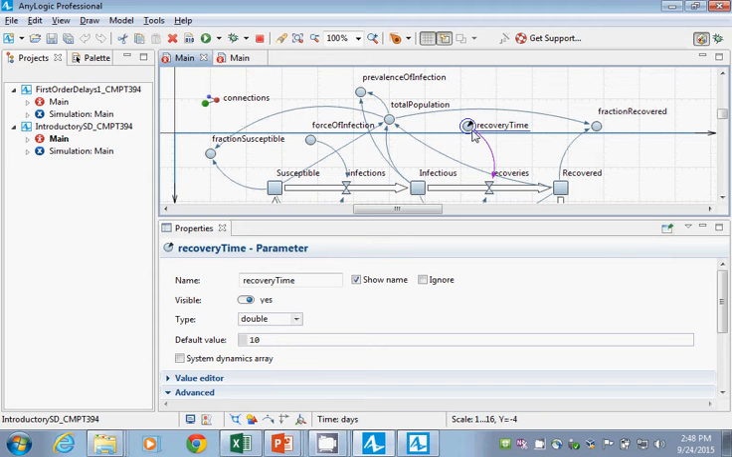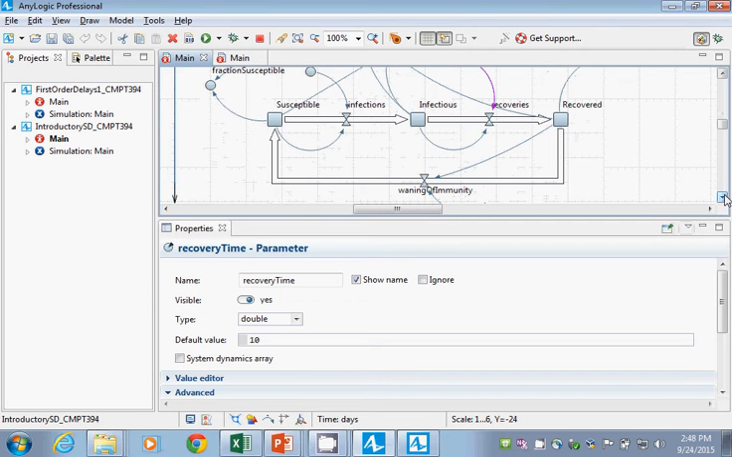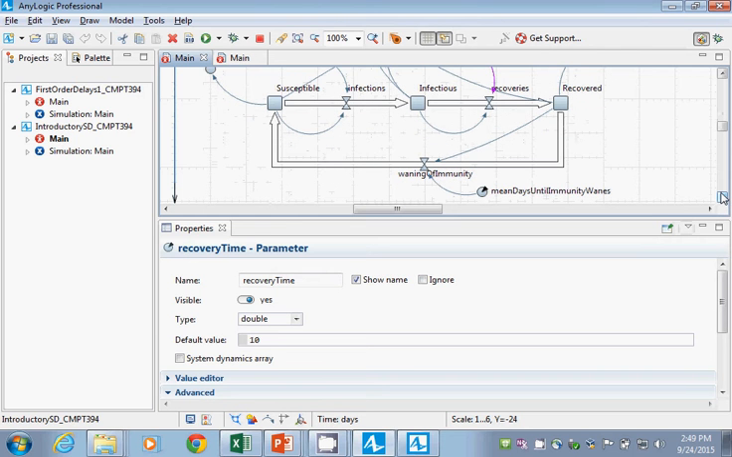Great. And then we had recovered, go back, and just as a sanity check, make sure everyone's with me and not surfing the web. What's the formula for this waning of immunity, given that we have a mean duration of waning immunity? What's the formula for this guy look like?